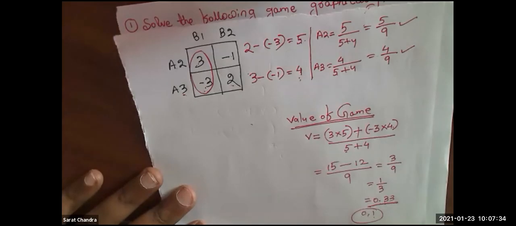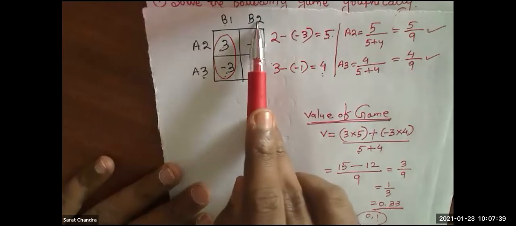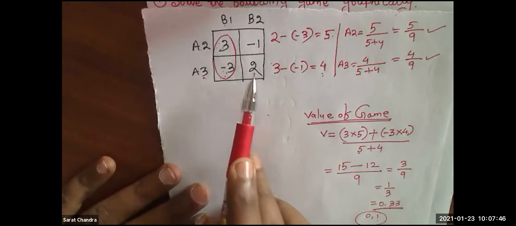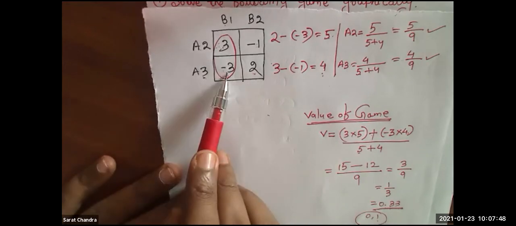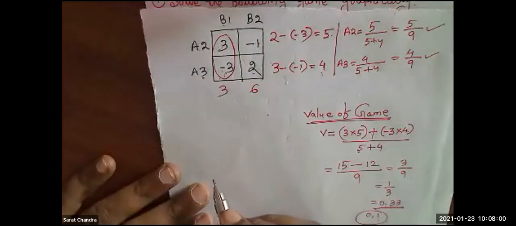Similarly, you can find out the probability of selecting B1 and B2 also. How to find out? You take the difference of the columns and write it in the next column. What is the difference between 3 and minus 3? 3 minus of minus 3, minus minus plus, so 3 plus 3 is 6. And the difference between 2 and minus 1 is 3. Clear? So for B1 the oddment is 3, and the probability of selecting B1 is 3 divided by 3 plus 6.